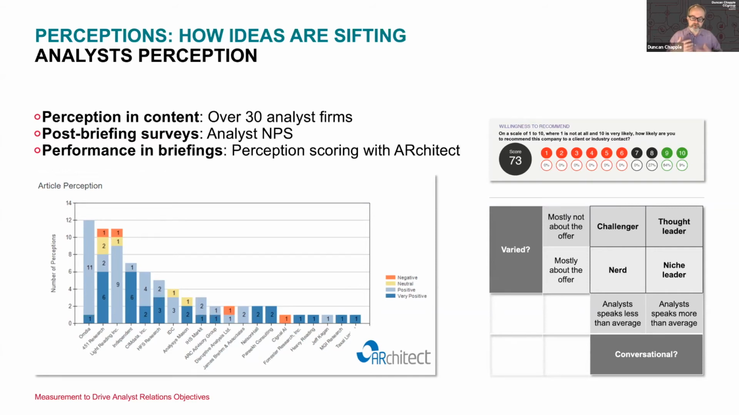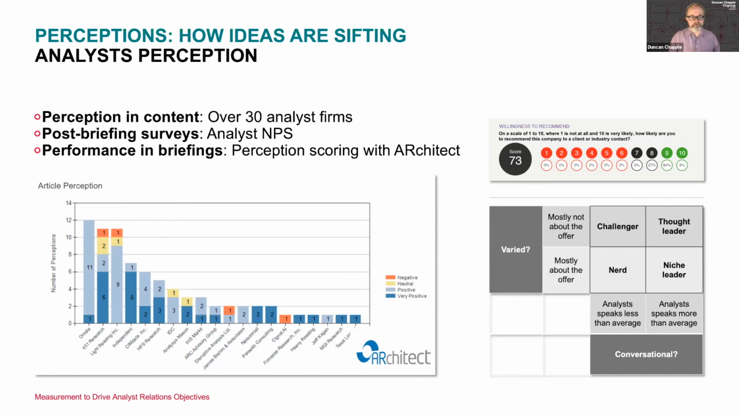So if you're an Architect customer, you can get access to Architect's premium content. This is a fantastic base of data. It's got about 2 million items of analyst content in, so it's really useful for us. And that includes research from about 30 analyst firms. And then if you find other things, you can import those in.